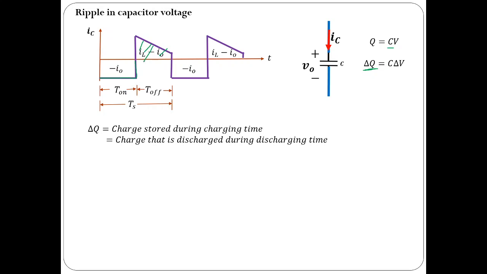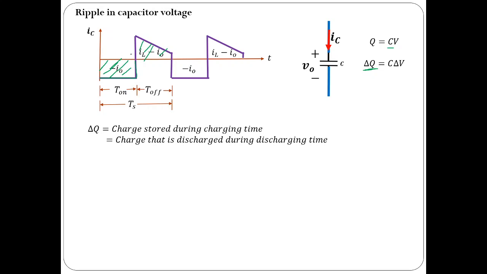Right? That is integration of IC into dt. So that is area under this curve. What is discharge? What is the charge that is discharged during the discharging time? That is same as area under this curve. So based on your convenience, you can take either. For my convenience, I take this one.